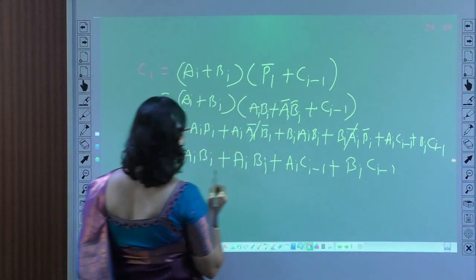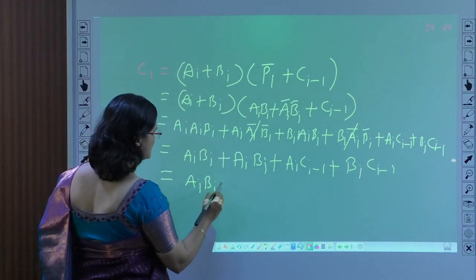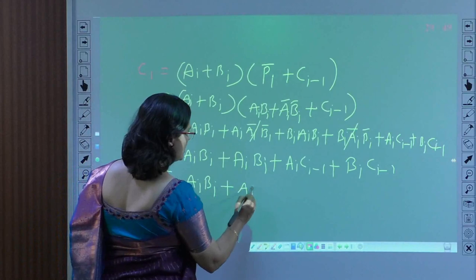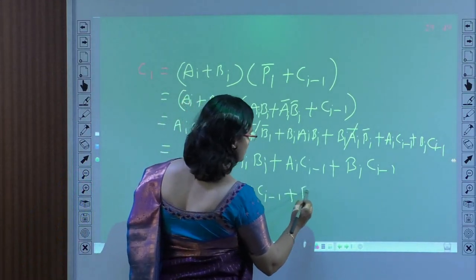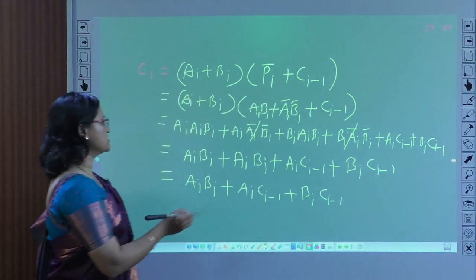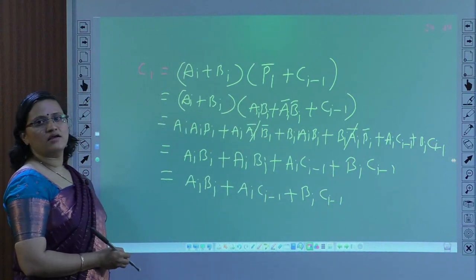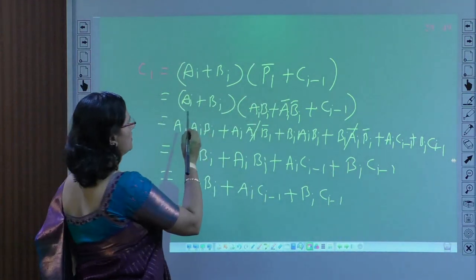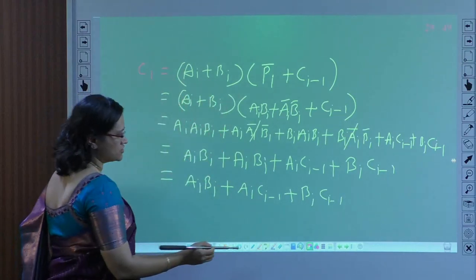Taking these terms together, it is Ai Bi plus Ai Ci-1 plus Bi Ci-1. So this is how finally we get AB plus AC plus BC. This is how the carry can also be generated using this equation.